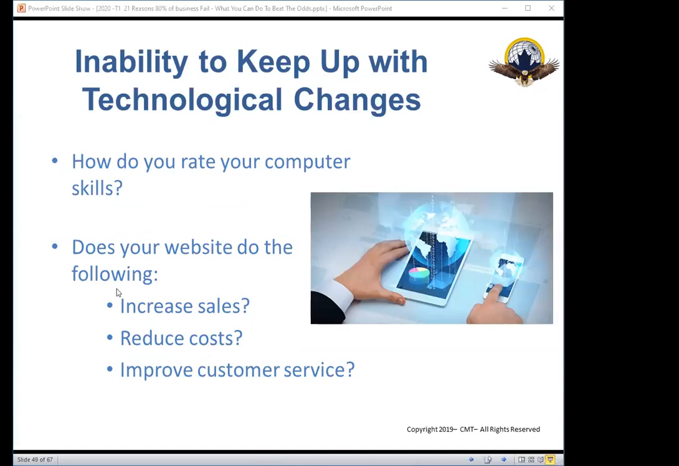Inability to keep up with technological changes. So let's go to where that is. That is not technologically efficient.